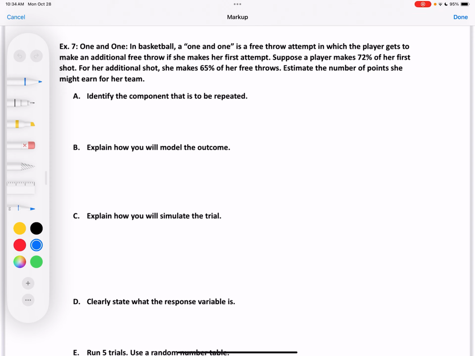So suppose she makes 72% of her first shot. That means 72% of the time she gets to take a second shot. On that second shot, she makes 65%. Estimate the number of points she might earn for her team. So identify the component that's to be repeated. That would be taking a free throw.